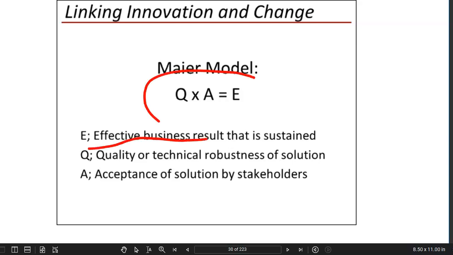I use this equation, the Meijer equation, quite often to reinforce the idea that if you want to see an effective business result, you have to manage really two big aspects of any type of project. The first aspect is somewhat intuitive when it comes to process improvement. There's a set of technical tools, analysis techniques, and approaches that can be used for data-driven problem solving. That's the Q side of the equation.